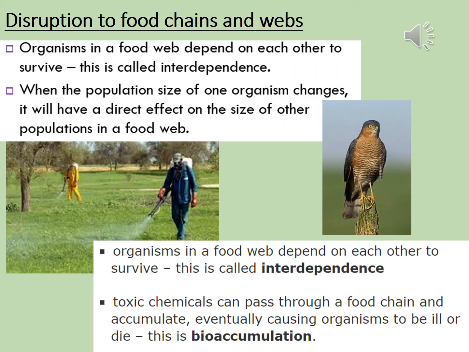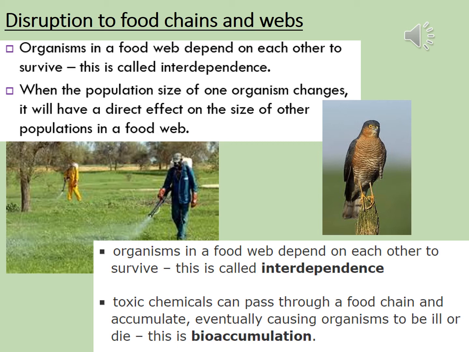So it's important to understand that in food chains and food webs, sometimes things can disturb the flow. So the disruption to food chains and food webs is when something changes that affects the predator-prey relationship. So organisms in a food web depend on each other. This is called interdependence. When it changes, it can affect the organism itself, and it can affect the population size, and it can affect the overall food web.